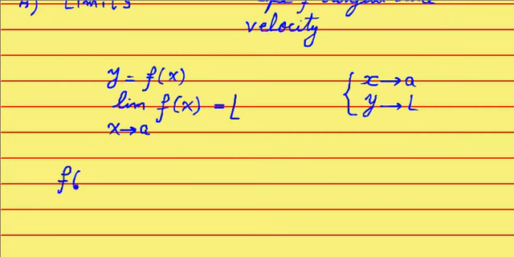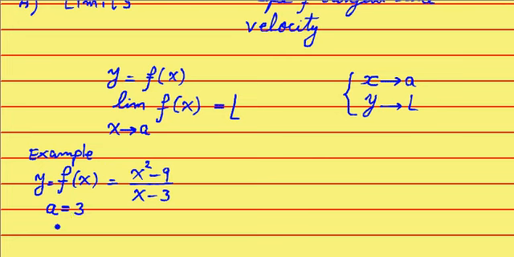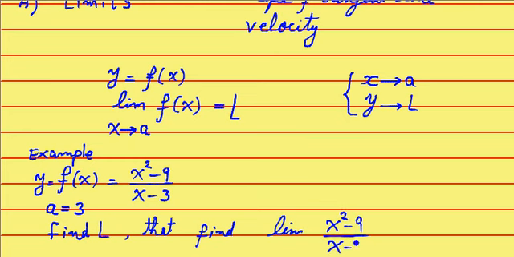Let's take a very simple function here, f of x. So here's going to be an example. f of x is equal to x squared minus 9 over, say, x minus 3. My function is given by this formula. Now I let a, can you guess what is the point of interest here? a, of course, is going to be 3. a is given to be 3. The question is, find L. That is, find the limit of our expression, x squared minus 9 over x minus 3, as x approaches 3.